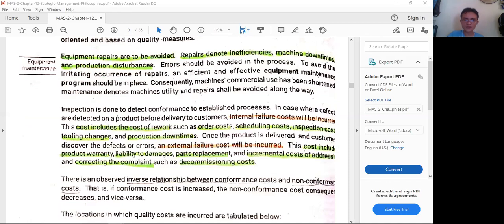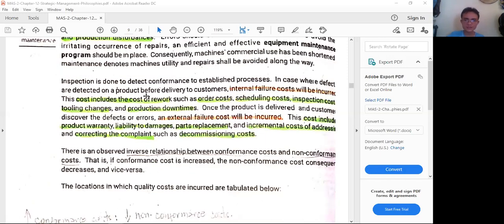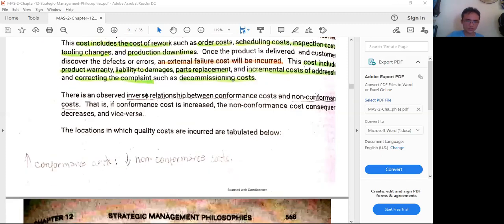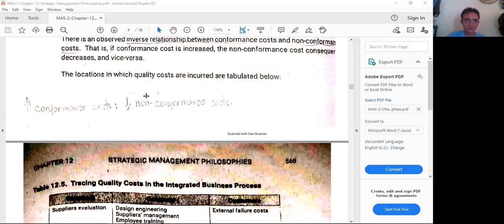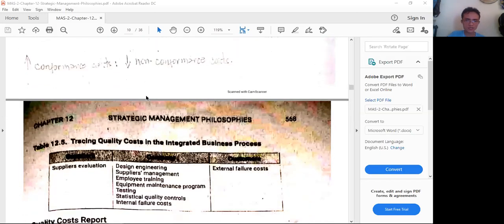Then as much as possible, we have to avoid disruptions to our operations like repairs, because that would involve later on, especially if that has been happening for so many times, loss of revenues, because we cannot anymore provide the products and produce them on time. So that's why, aside from the repairs that would be done, maintenance should be in place. So there should be some parts wherein we have to check the conditions of our existing equipment or machines. Inspection is done to detect conformance, establish process. This is prevention cost.